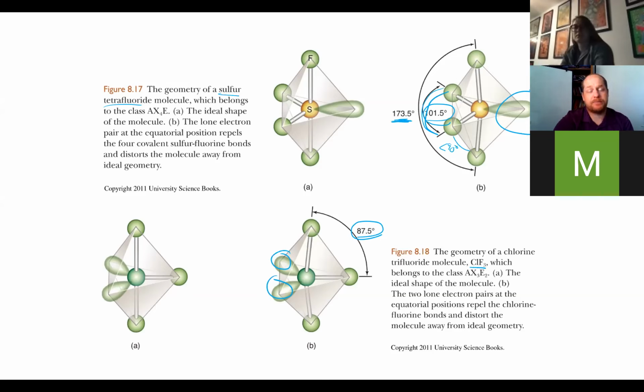So when you compare the actual to ideal, when I'm asking you for an actual bond angle, you should know whether the bond angle is going to be larger or smaller than the ideal bond angle. And that's going to be determined by whether it's a lone pair of electrons that's pushing it away, or maybe a smaller or larger atom that's pushing away those bonds.